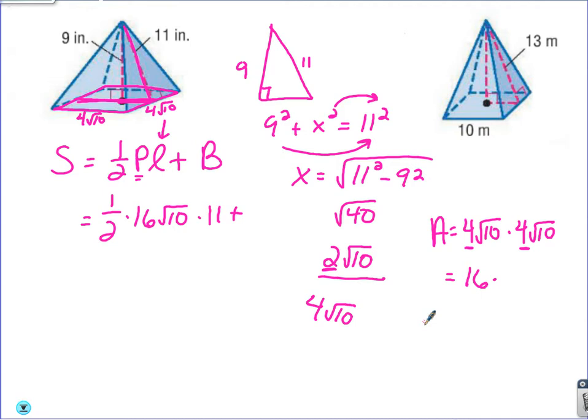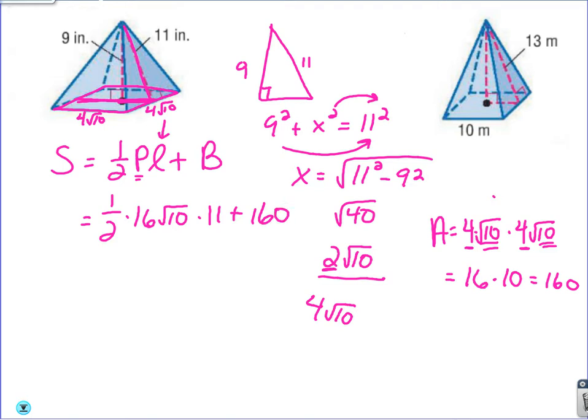Does anybody know what root 10 times root 10 is? 10. Square root of 10 times square root of 10. Because here's the thought. Guys, we're not adding these. There's 4 things here, and they're all being multiplied. This is 4 times root 10 times 4 times root 10. 4 times 4 is 16. We can multiply numbers. Root 10 times root 10 is 10. We can multiply that. The area of the base, 160.